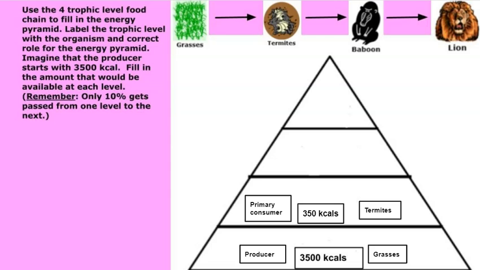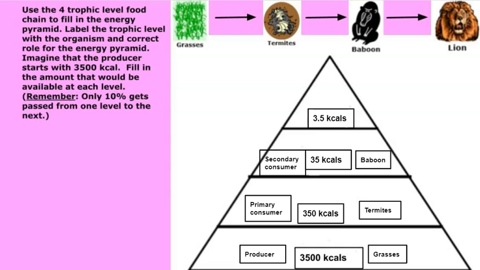We move that imaginary decimal over one again. Now we're at 35 kilocalories, right? This is the third trophic level, but it's the secondary consumer. And in this case, it's the baboon. And then at that top level, we're at 3.5 kilocalories of energy.